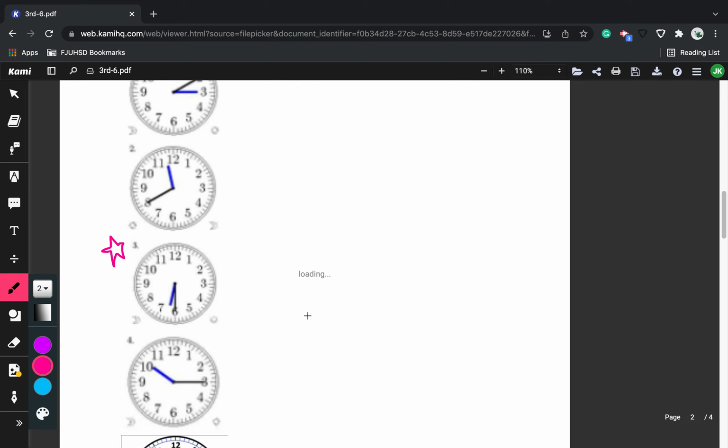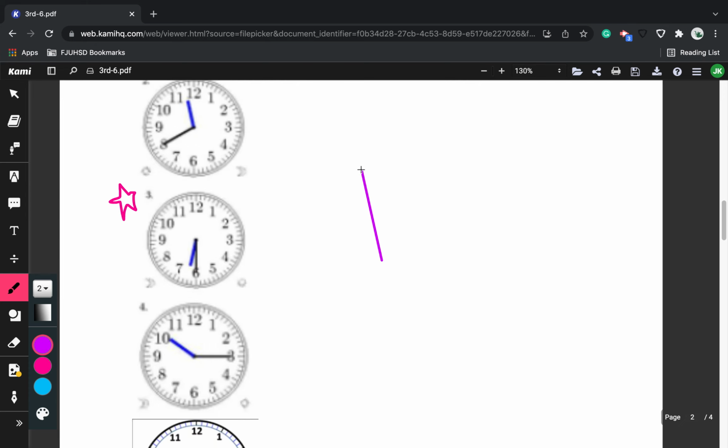Okay, reading time, a little review. So there is the long hand, which is the minute hand, and there is the short hand, the hour hand. You read the short hand first in hours, from 1 through 12. And for the minute hand, we'll read this from 0 through 59. Once it reaches 60, it goes back to 0. These little ticks represent 1 minute.